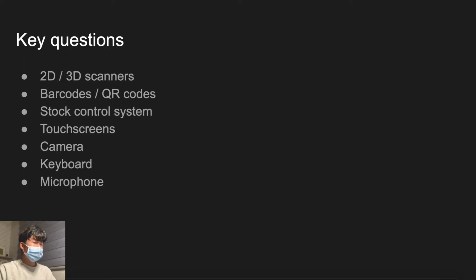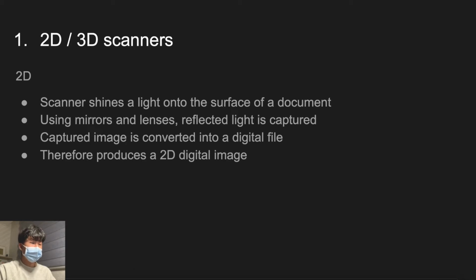So the first question is how 2D and 3D scanners work. For a 2D scanner, the scanner shines a light onto the surface of a document, and the light moves across the document that you want to scan. When scanning, light is reflected, and this reflected light is captured using mirrors and lenses in the scanner. The captured image is then converted into a digital file, which produces a 2D digital image.